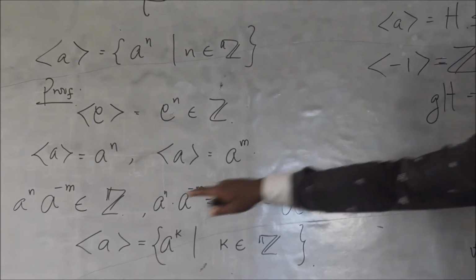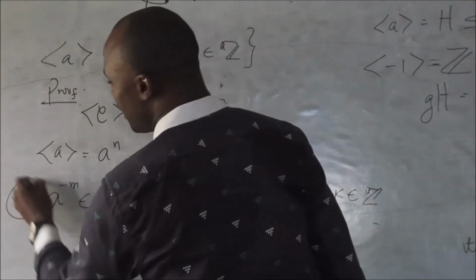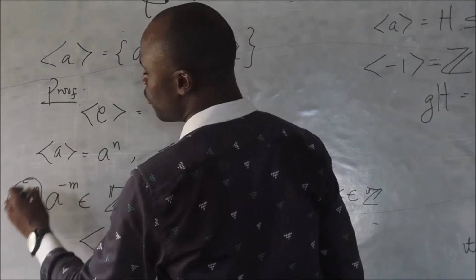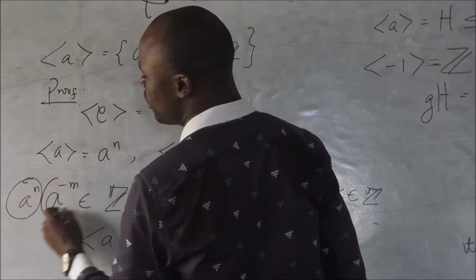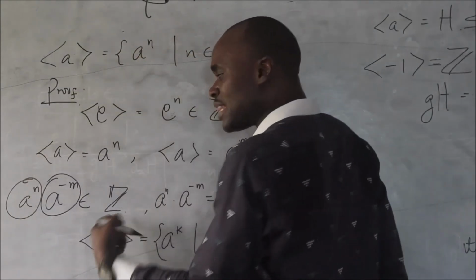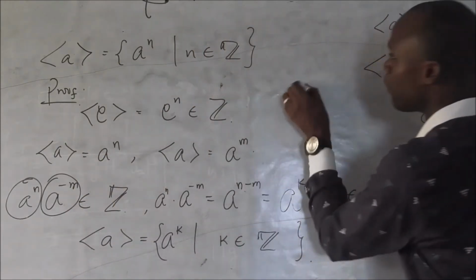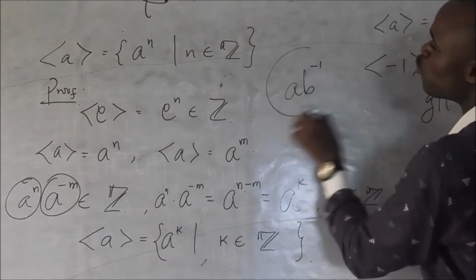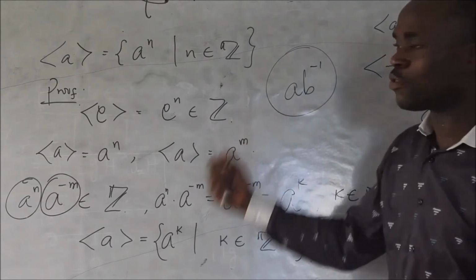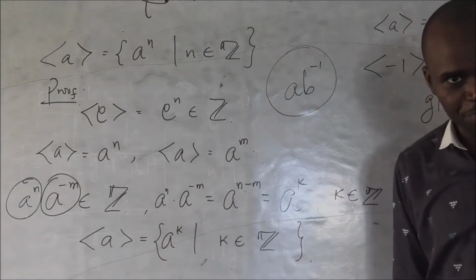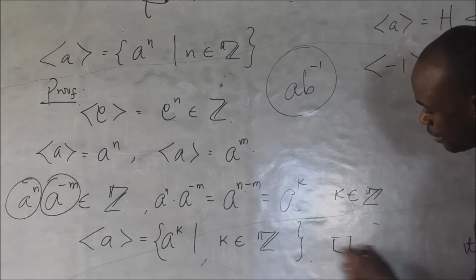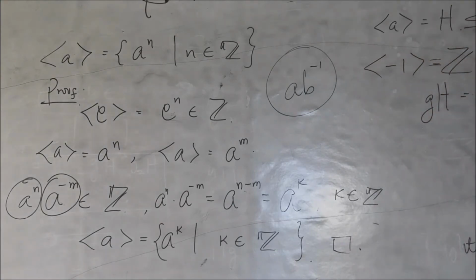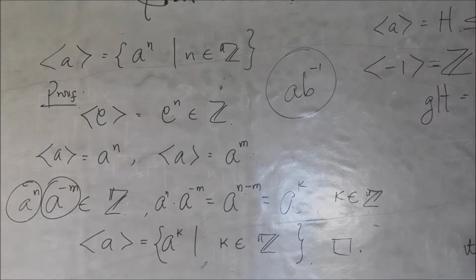So I've been able to show that the product of an element with the inverse of another element is actually in Z. Remember the property a b inverse, one of the subgroup tests to show that something is a subgroup. So that actually ends the proof there. And this has already shown an example of a generator.